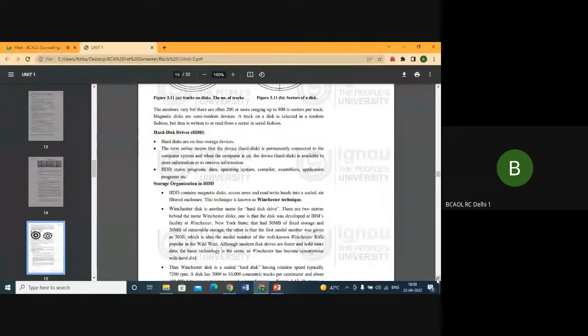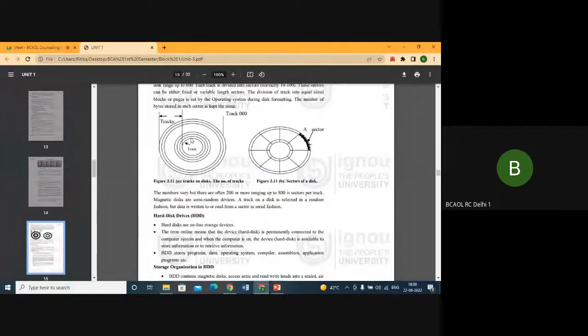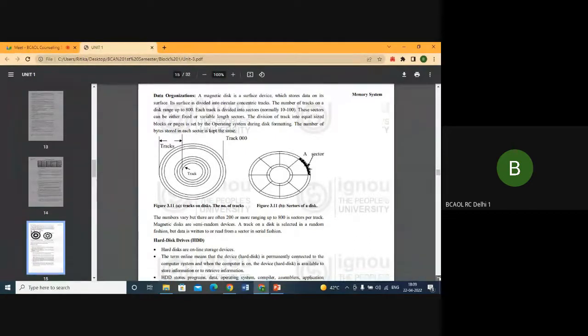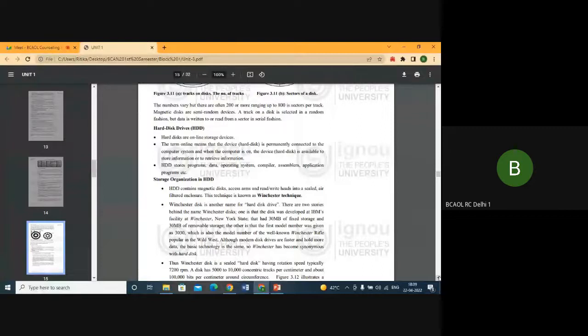So you should know what tracks are, how many tracks there are, and how many sectors there are. The number may vary, but there are often 200 or more, ranging up to 800 sectors per track. The number of tracks on the disk ranges up to 800, so that means 800 circular tracks. And each track is divided into sectors, normally 10 to 100. So 10 to 100 sectors may be on one track. This is what they are telling you, and they are just talking about the hard disk.